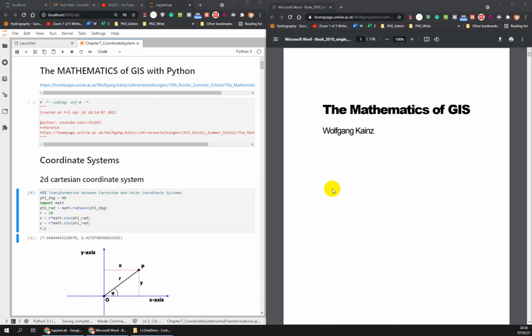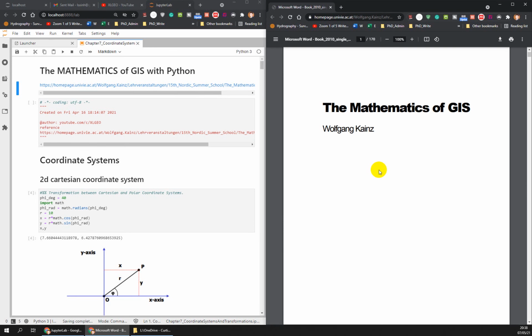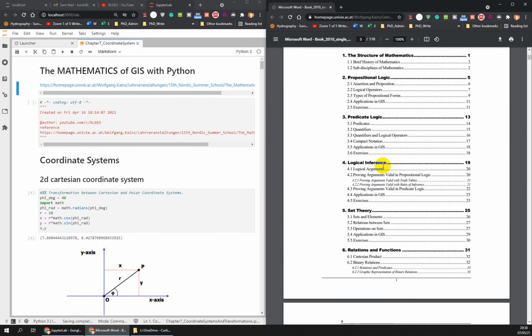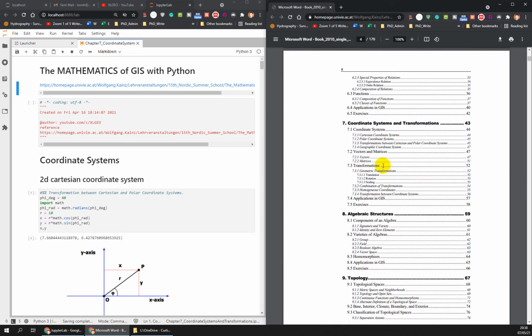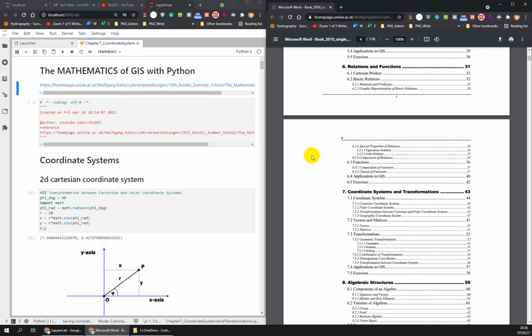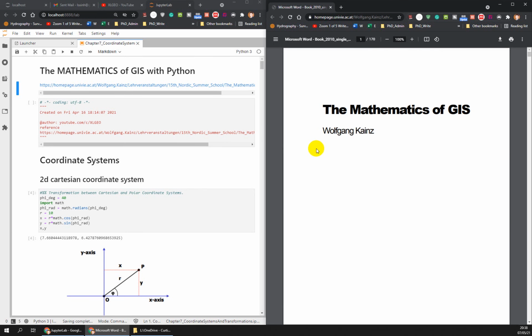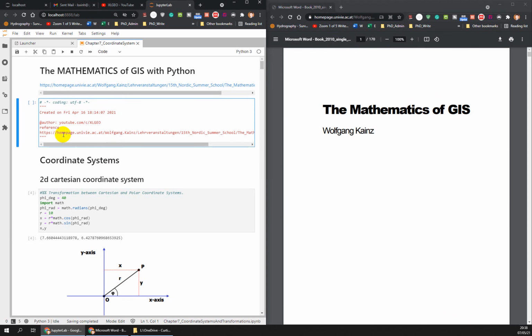In this series, we're going to look at mathematics of GIS and mapping using Python. Here I use this document as a reference to look at some theory in mathematics in GIS and try to implement it using Python on the left here. If you want to go to this document, you can follow this link, which is from this website, or just search on Google for the mathematics of GIS.